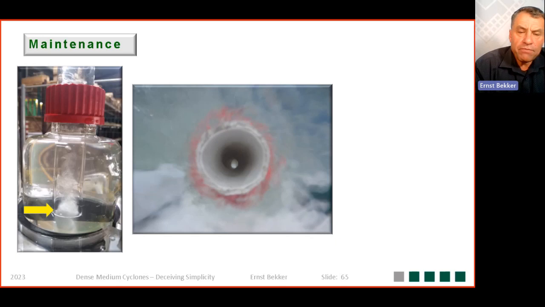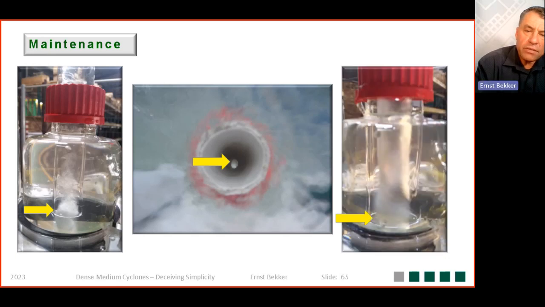The question is, how is the float material getting into the overflow stream? And sometimes people would say via the air core. Well, that is unfortunately not correct. The center picture illustrates the air core in a cyclone, and as you can see, it goes straight through the cyclone. So it cannot accommodate material transport.